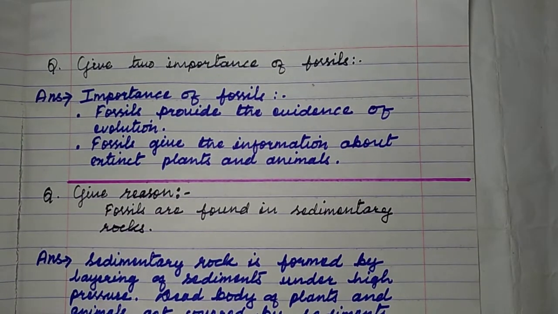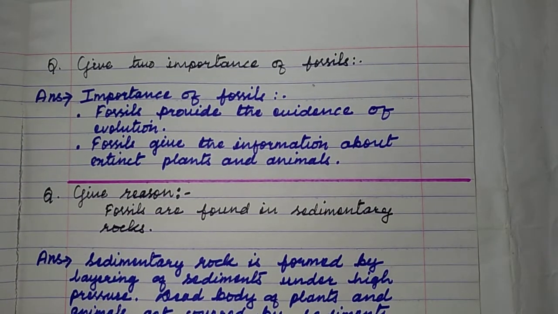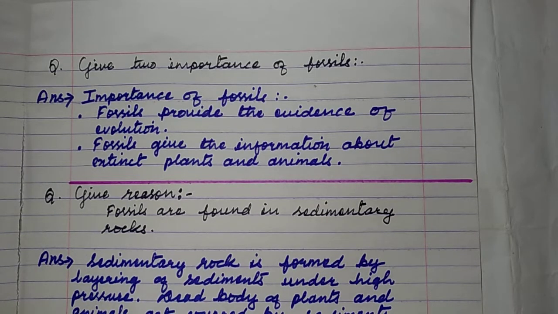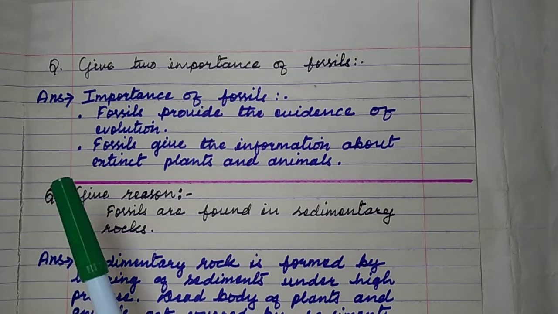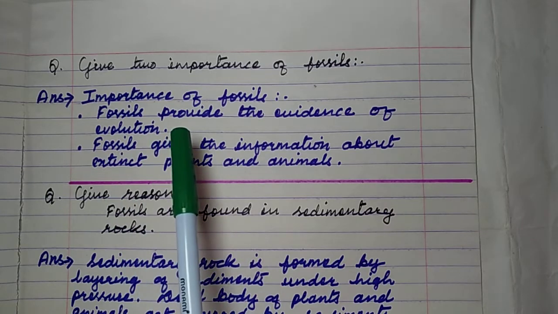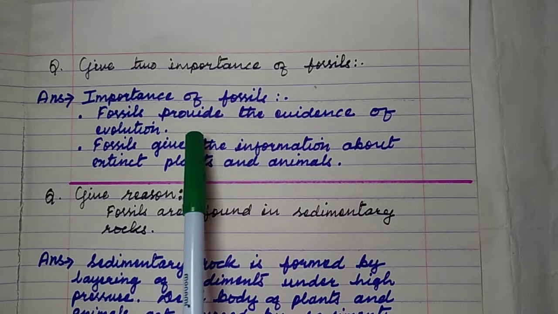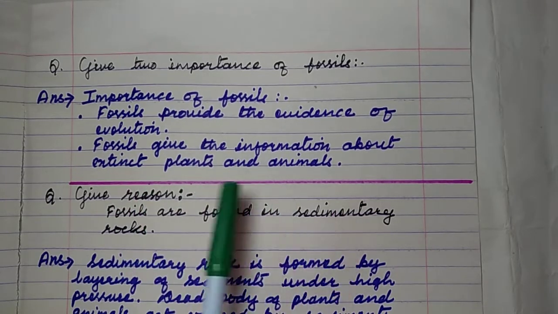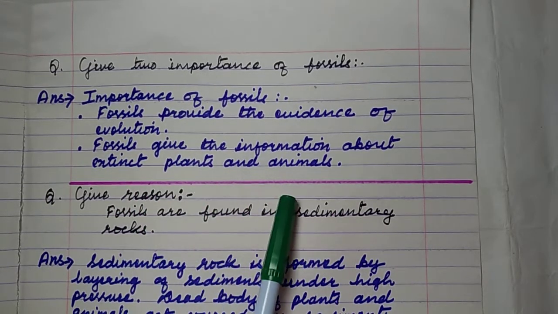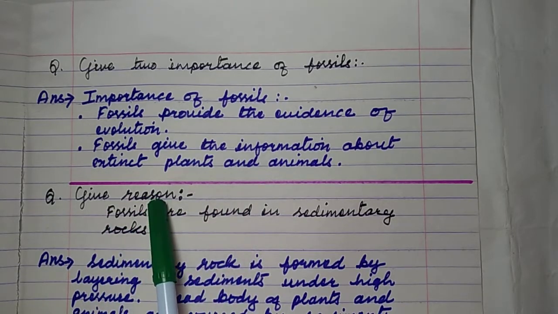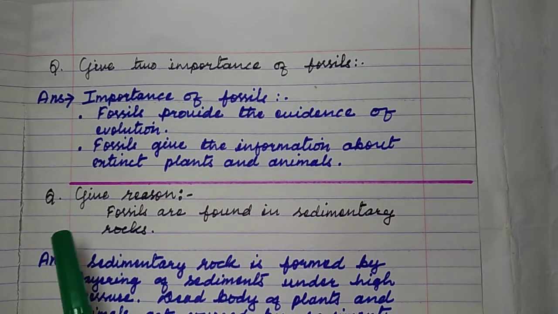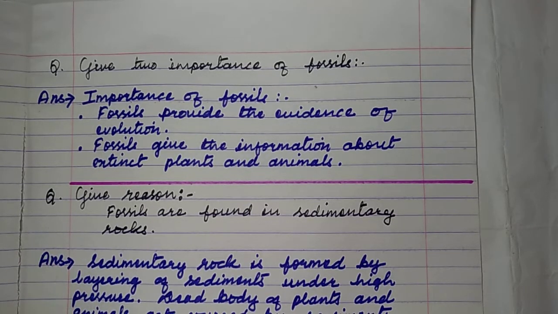And give the importance of fossils. Fossils provide the evidence of evolution. So from fossil study we can understand that evolution has occurred on the earth and it is still going on. In fact, fossils give information about extinct plants and animals. For example, we can know about dinosaurs from the information obtained from fossils, right?